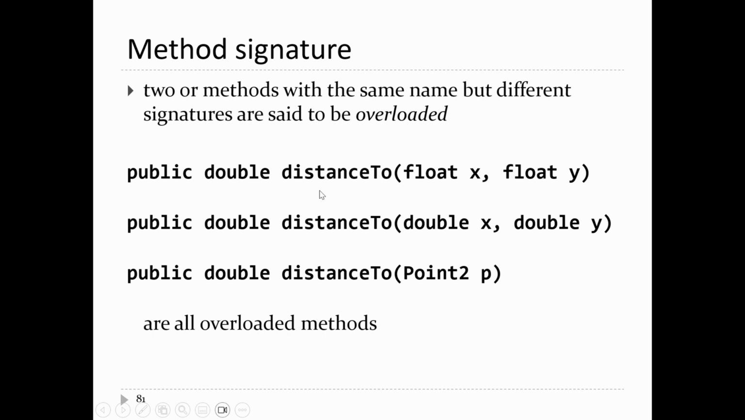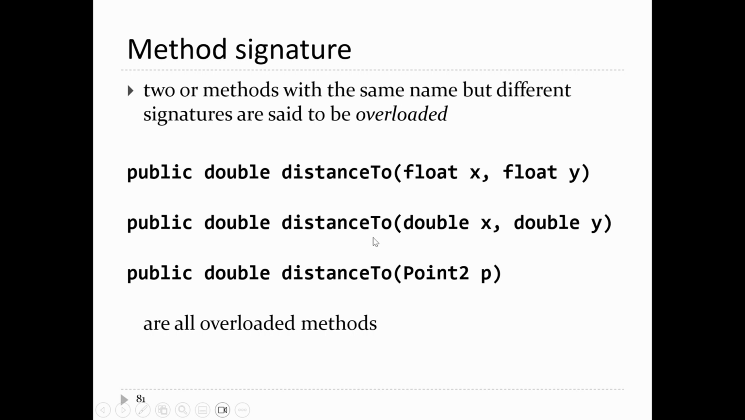So suppose you would like to compute the distance between a point and another point. It makes sense to add a method called distance2 that takes in a point, so that it computes the distance from one point to the point P. So q.distance2(P) computes the distance between Q and P.